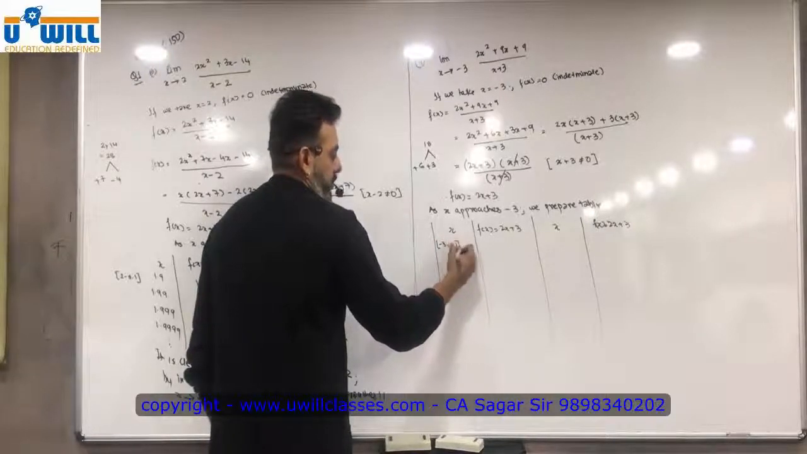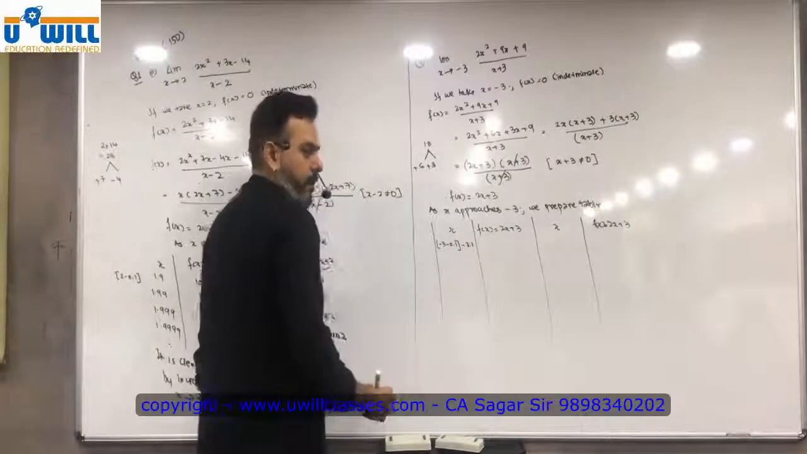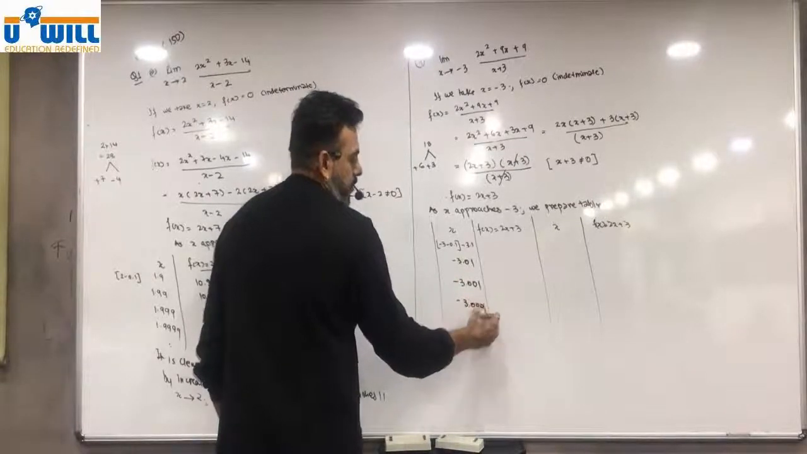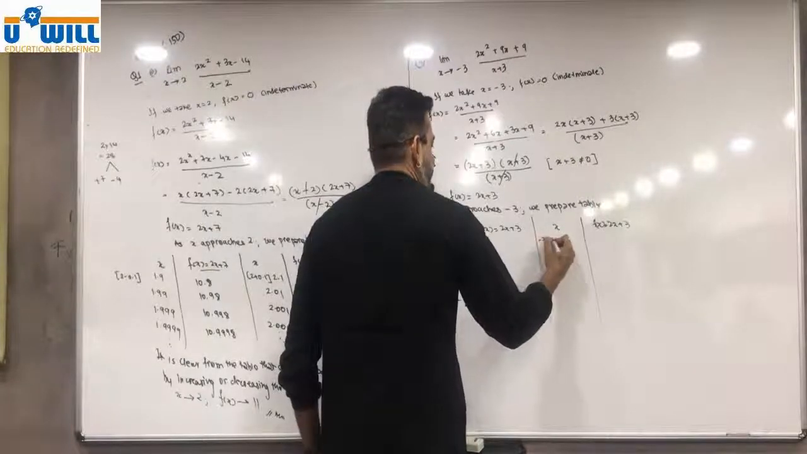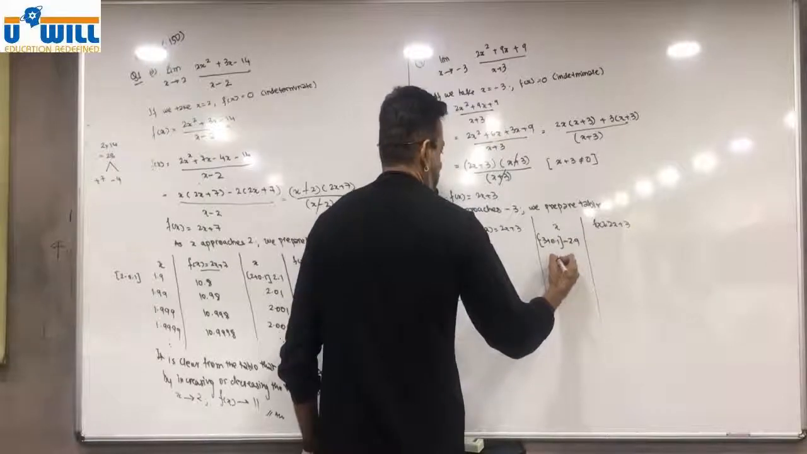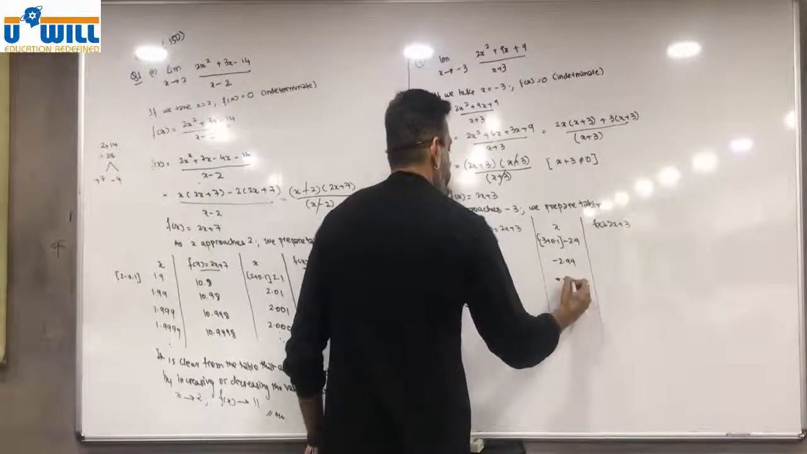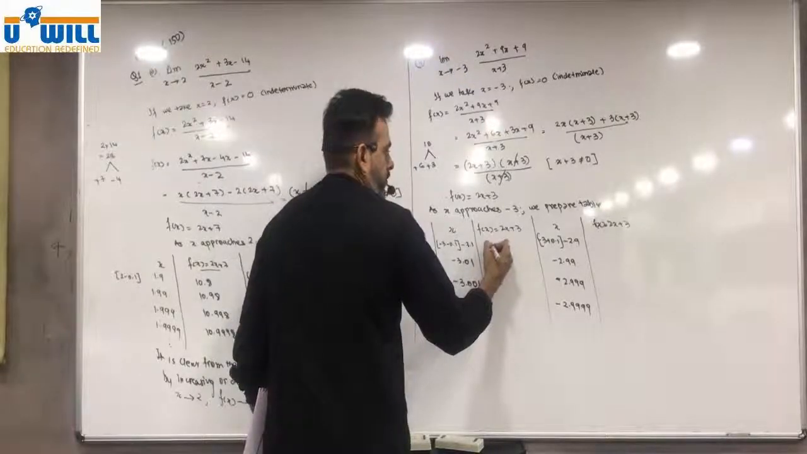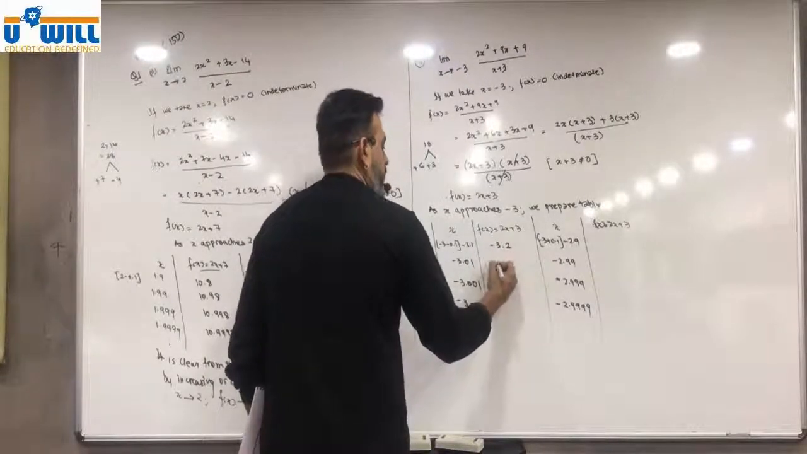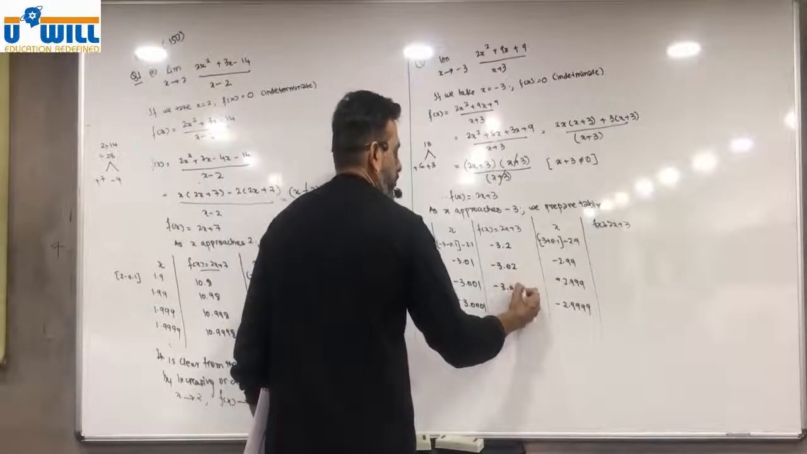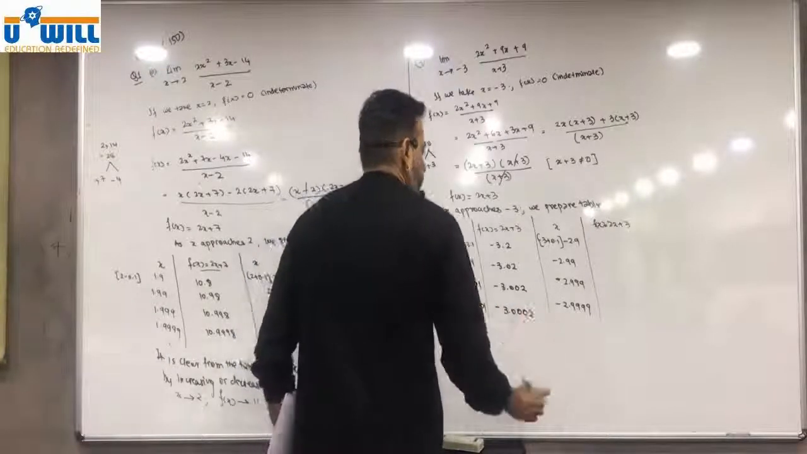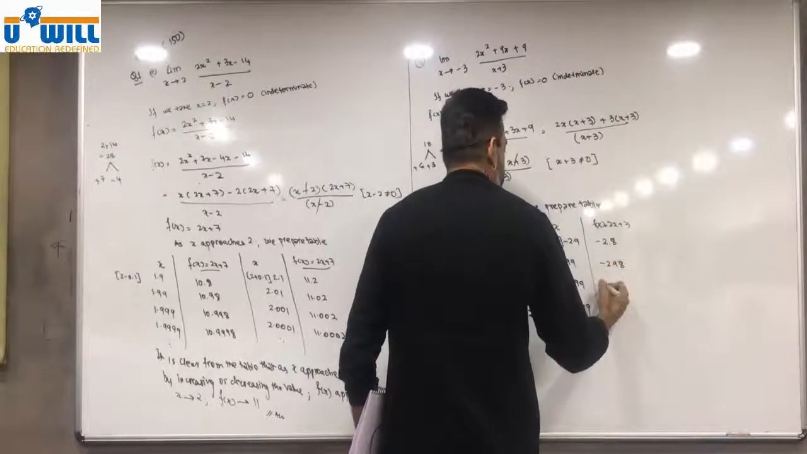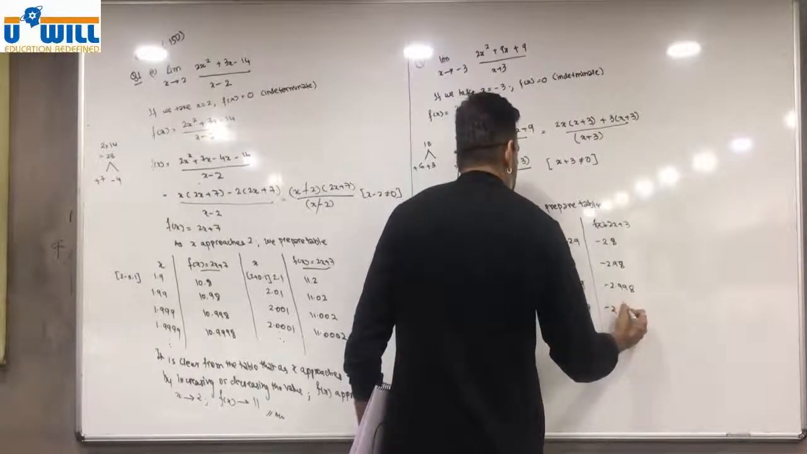minus 3 minus 0.1, minus 3.1, minus 3.01, minus 3.001 and minus 3.0001. Over here, minus 3 plus 0.1, minus 2.9, minus 2.99, minus 2.999, minus 2.9999, minus 3.2. Negative are they? Yes. Okay. Minus 3.02, minus 3.002, minus 3.0002, and over here minus 2.8, minus 2.98, minus 2.998, minus 2.9998.